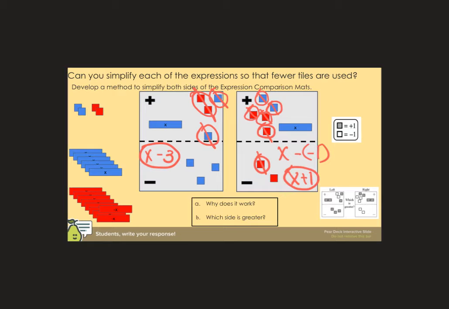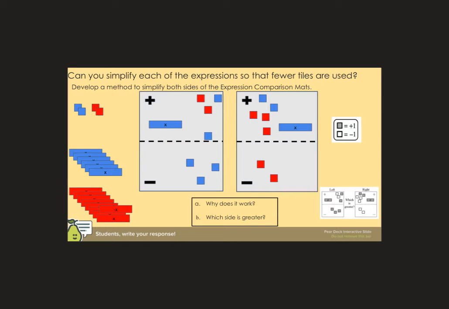So if I go over here, what happens if we do this a little bit backwards? What if we do our balance sets first and then our zero pairs? So on the left side, I can take this tile with this tile, that's a balance set. I can take this tile with this tile, that's a balance set. There's no more balance sets.